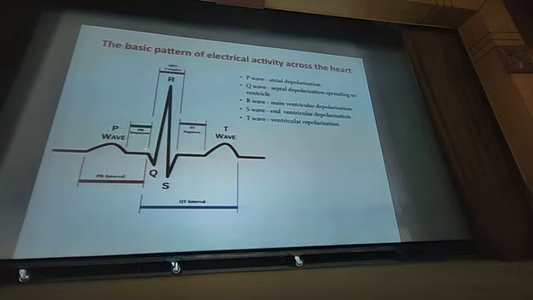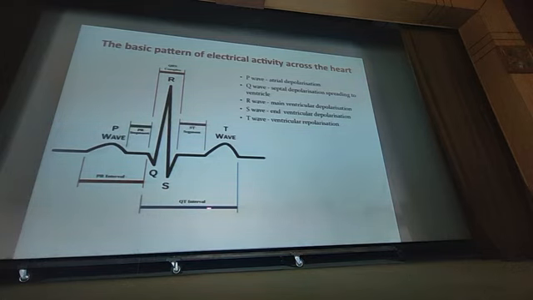We have the PR segment. We have the ST segment. This is the one that is elevated in myocardial infarction. And this is the T wave. The QT interval is also important. In electrolyte abnormality, mostly there is prolongation of this QT.